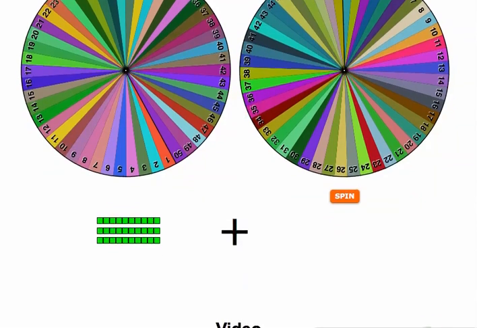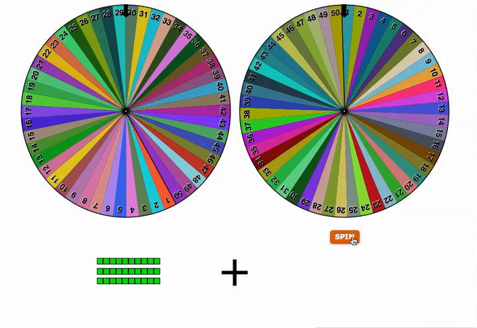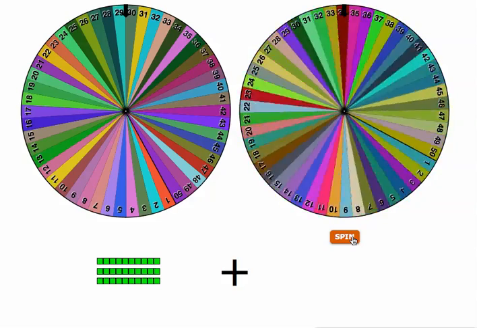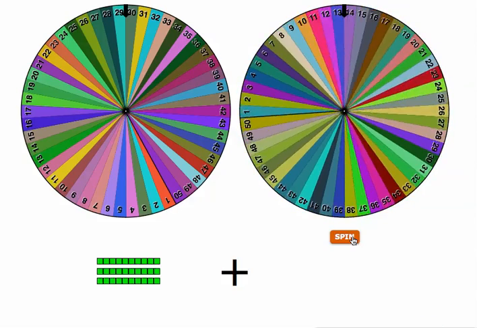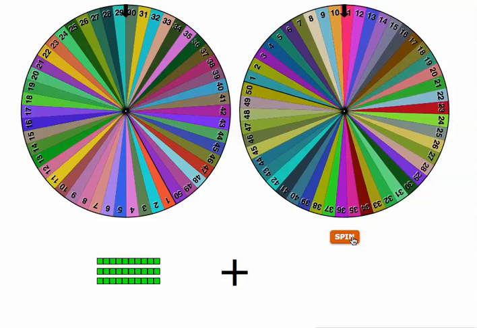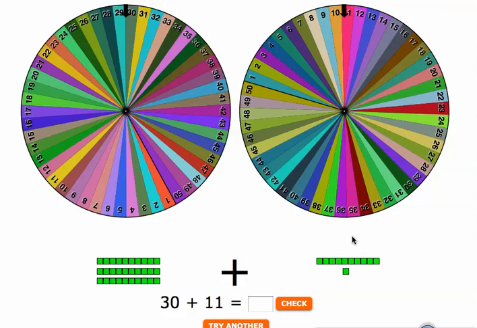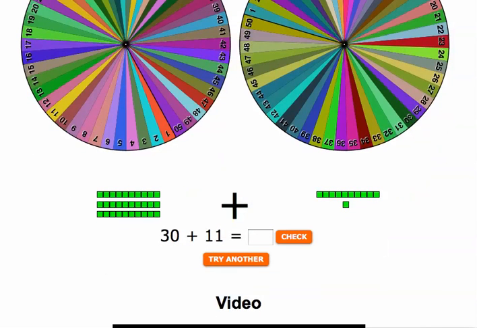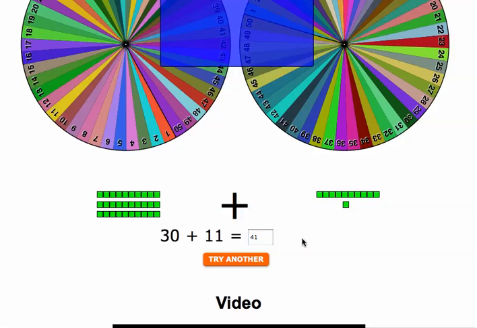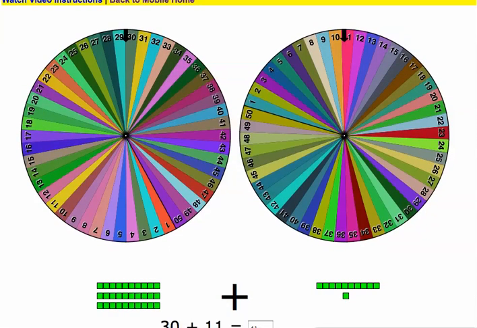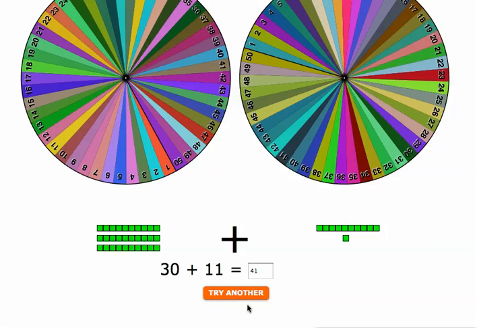30 plus, so let's spin again. And so we have 30 plus 11. So you see there's 30 here and there's 11 here, and students have to figure out the answer. And this is a good way to visually see how addition works, because they can simply count up all the blocks and get to 41, click check. And as you see, it says correct. And they can try another by clicking here.